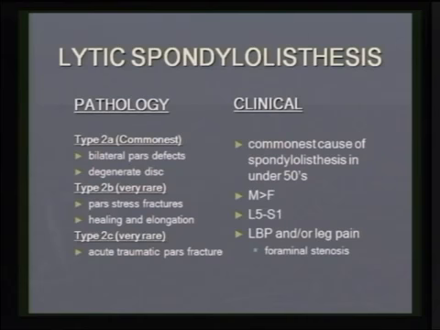The clinical features of lytic lumbar spondylolisthesis are usually seen in the relatively younger patient, most commonly due to bilateral pars defects associated with a degenerate disc. The clinical features are listed there. It usually presents with severe radicular pain due to compression of the nerve root within the foramen.